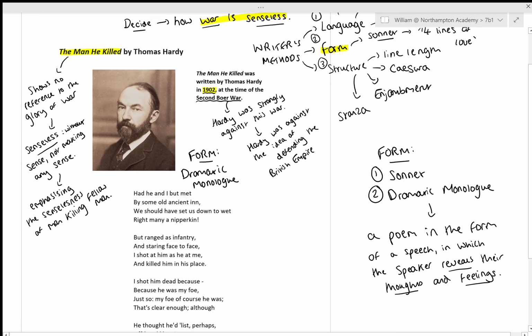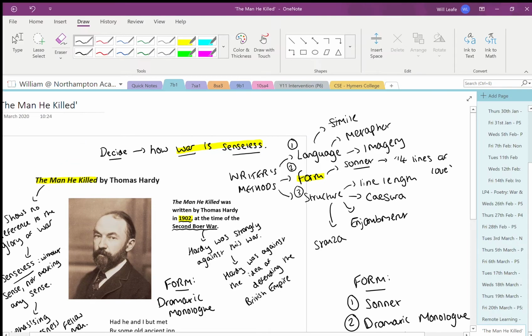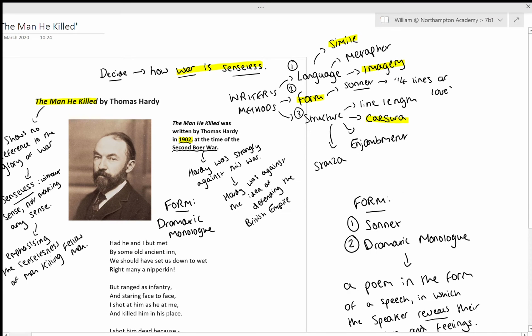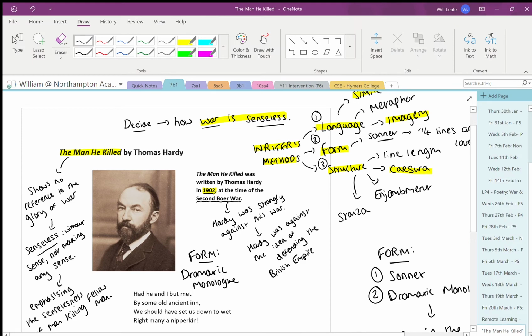And once we understand that, then we can start to pick out the similes, the repetition, the imagery, the caesura, so the language and the structure. We can start to pick out those writers' methods and understand how Thomas Hardy is using those to show us that war is senseless. So remember, any of these writers' methods, any language, form, or structure is always being used to link back to what Hardy is trying to tell us, and that is that war is senseless.